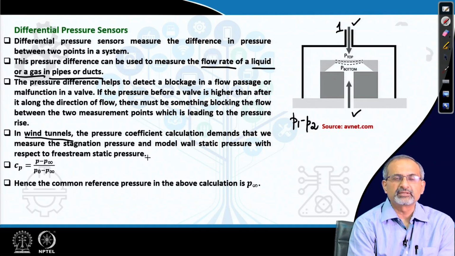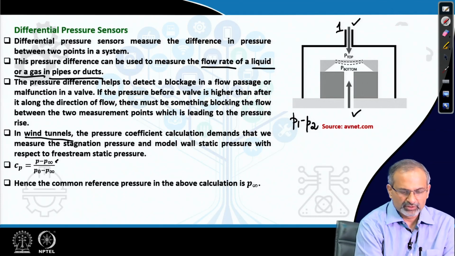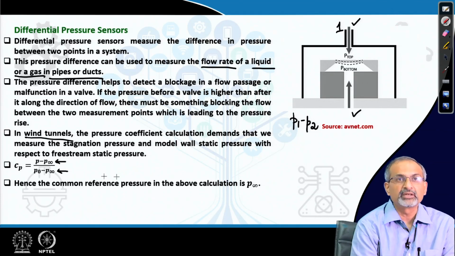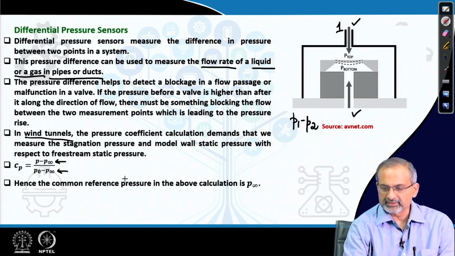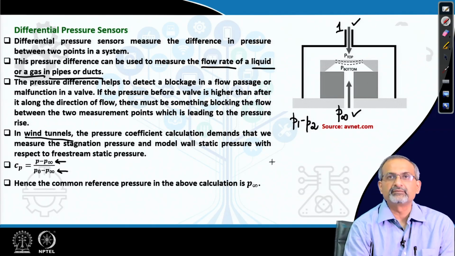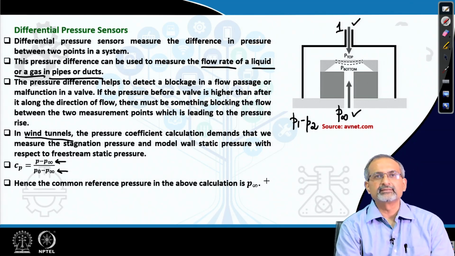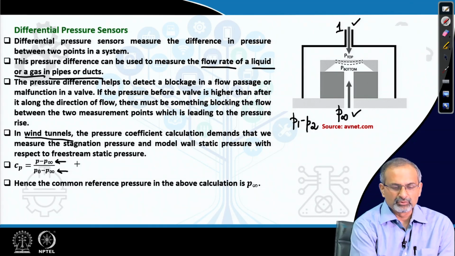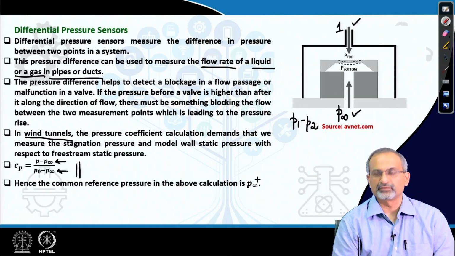In wind tunnel applications, pressure coefficient calculations demand that we measure the stagnation pressure with respect to free stream static pressure, and again the model wall static pressure with respect to free stream static pressure. So, both in the numerator as well as denominator you have differential pressure being applied. In both cases it is with respect to P infinity, that is the free stream static pressure. Hence, the common reference pressure in both the cases is P infinity, and you therefore see the application of differential pressure sensors in this case for measurement of pressure coefficient.